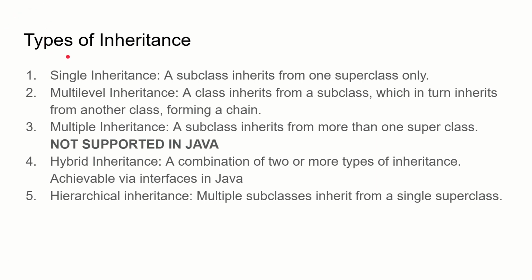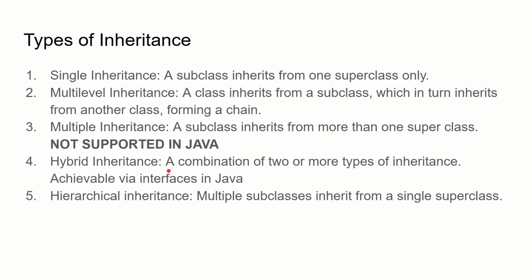Now there are various types of inheritance. First is single inheritance, where a subclass inherits from one superclass only. And there is multi-level inheritance. A class inherits from a subclass, which in turn inherits from another class, forming a chain. So in the hierarchy, it can be like grandfather, father, and son. Third is multiple inheritance. A subclass inherits from more than one superclass. This is not supported in Java. We will see in upcoming slides why it is not supported.